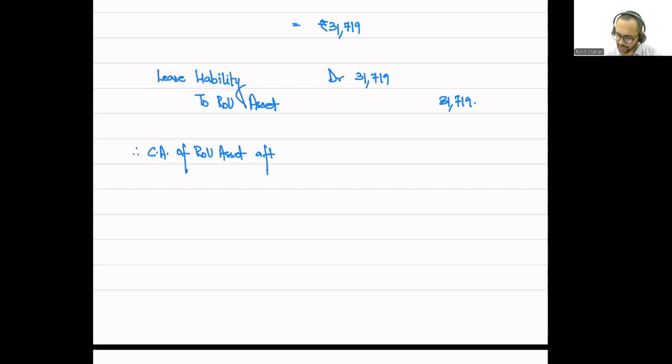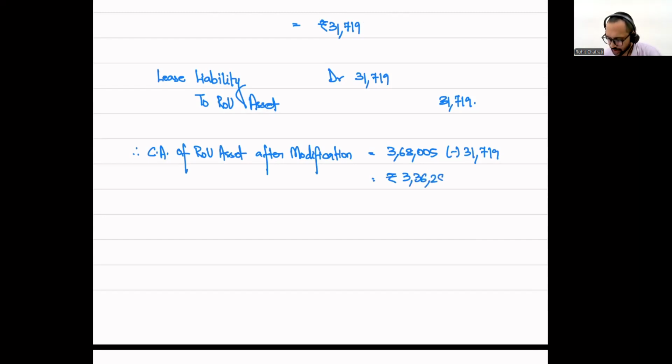Therefore, the carrying amount of right of use asset after modification is going to be equal to 3,68,005 rupees less 31,719, and that is going to be equal to rupees 3,36,286. So the carrying amount of the right of use asset after modification is 3,36,286.